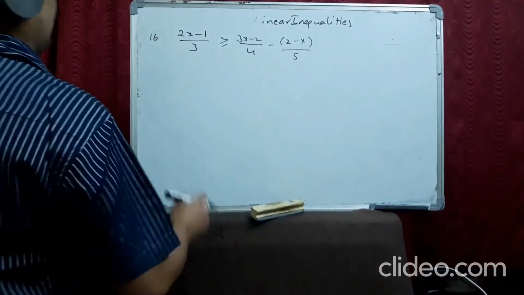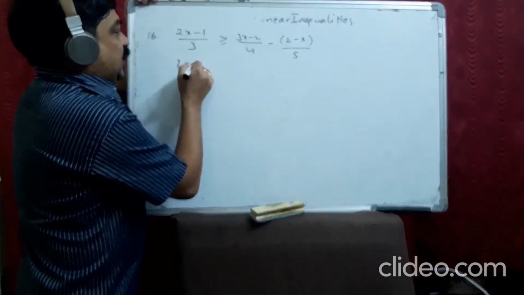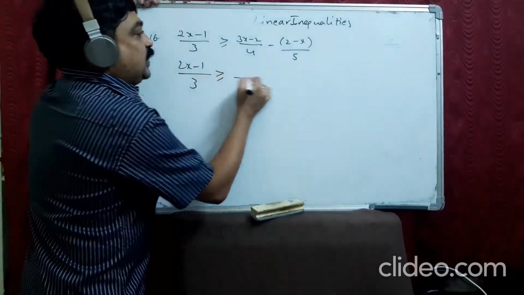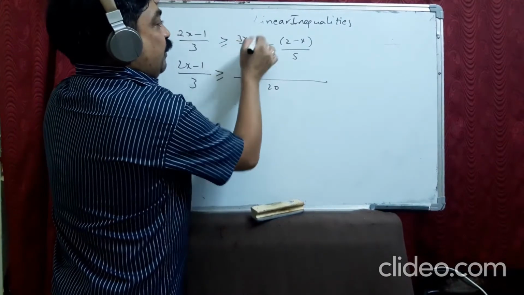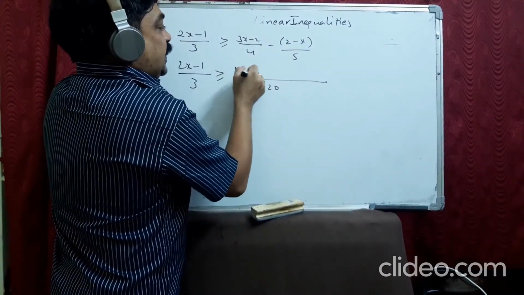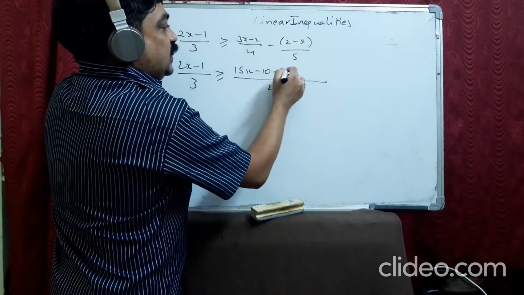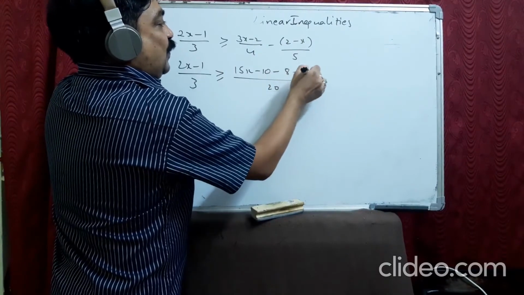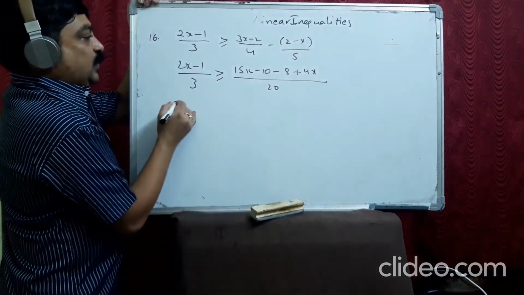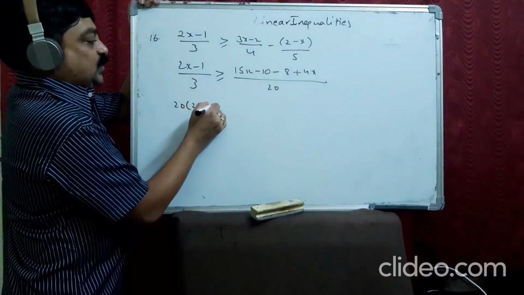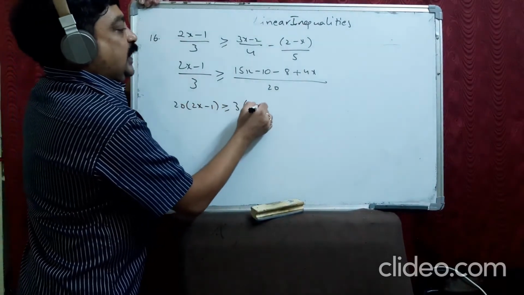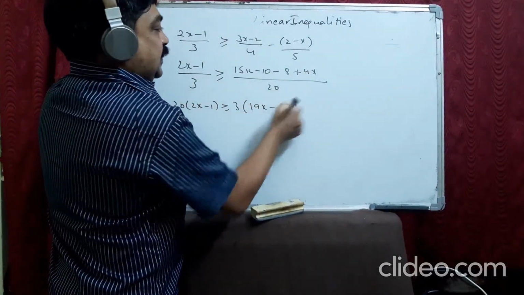See the 16th problem. Now let us take first LHS like this. RHS we take LCM 20. 5 into this, 15x minus 10. 4 into this, minus 8 plus 4x. Now you cross multiply: 20 into 2x minus 1 greater than or equal to 3 into 19x minus 18.